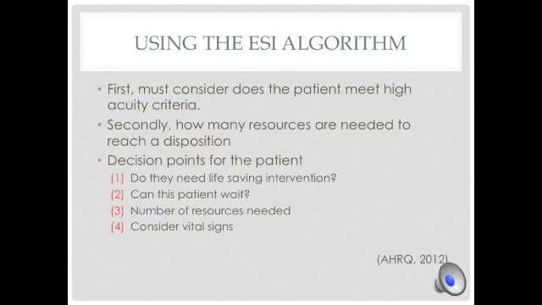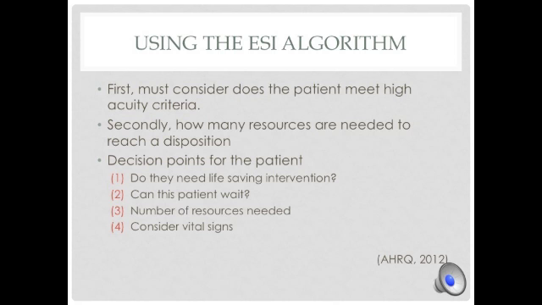To use the ESI algorithm accurately, we first need to determine if the patient meets high acuity criteria. Secondly, if the patient does not meet high acuity criteria, how many resources will be needed to reach a disposition? Decision points or questions you should ask yourself with every patient you are triaging.